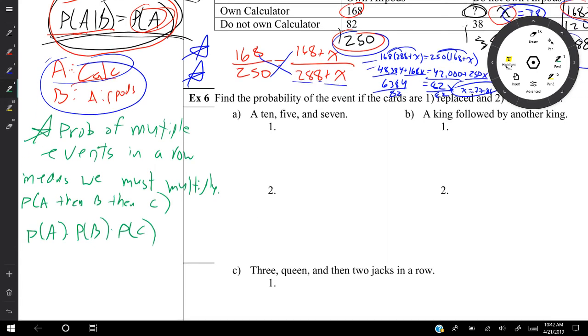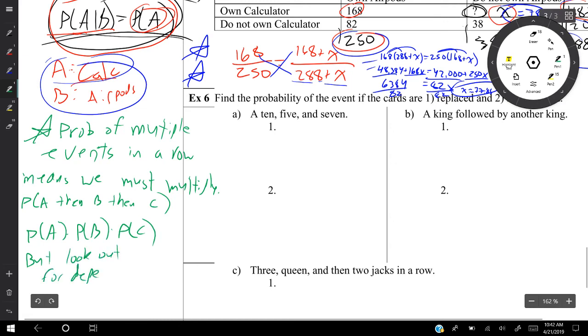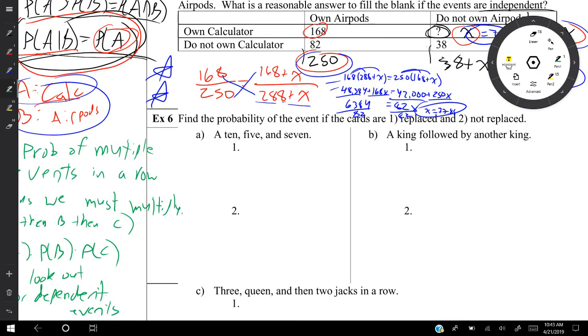Okay? But look out for dependency or dependent events. Because if the events are dependent, the probabilities are changing as we do the problem. Okay? Let's see it happen. A 10, then a 5, then a 7.